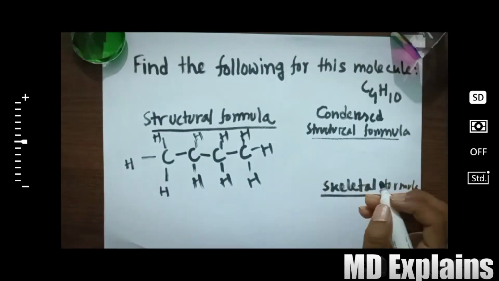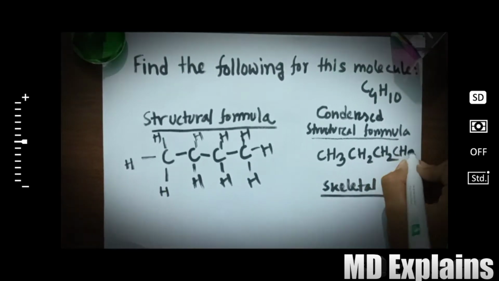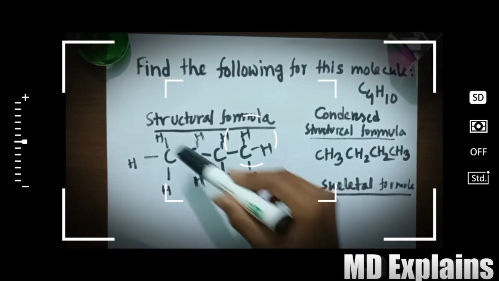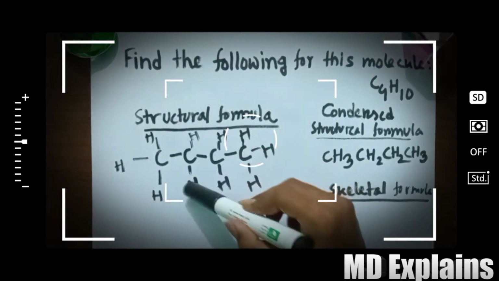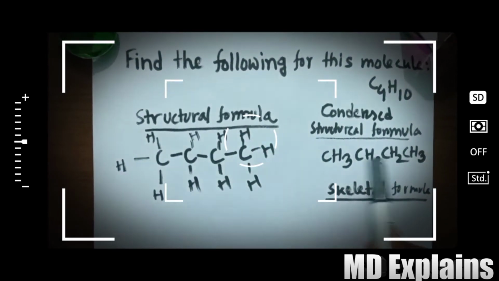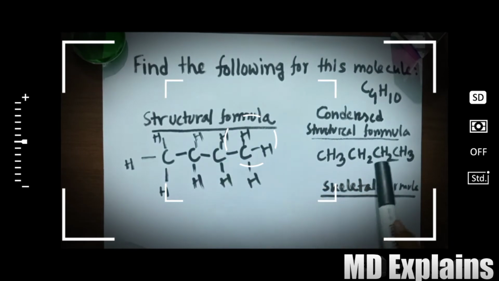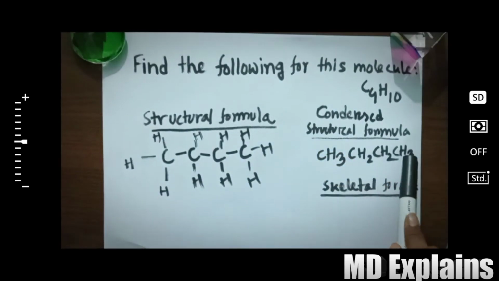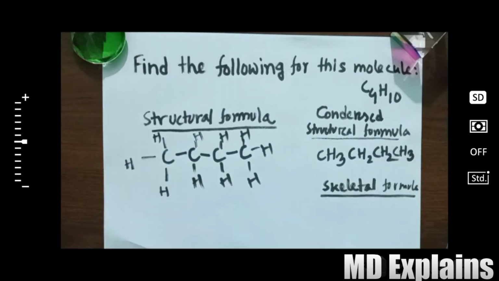Using the structural formula, we will write the condensed structural formula, where the first carbon has 3 hydrogens, so CH3. The next carbon has 2 hydrogens, so CH2. Same goes for the next carbon, so CH2. And the last carbon has 3 hydrogens, so CH3. This is our condensed structural formula.